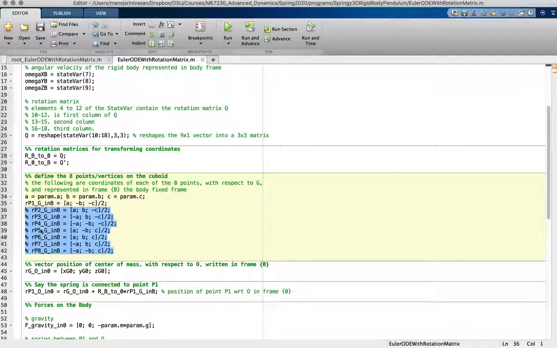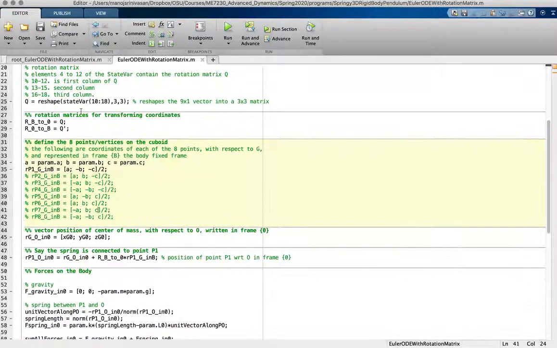P1, P2, P3, P4, etc. relative to the center of mass. In other words, it's a position vector from G to P1, G to P2, etc., represented in the B frame. Because it's represented in the B frame, the body-fixed frame, these are all constants, right? The cuboid's vertices positions do not change in the body-fixed frame. So those are the eight points.